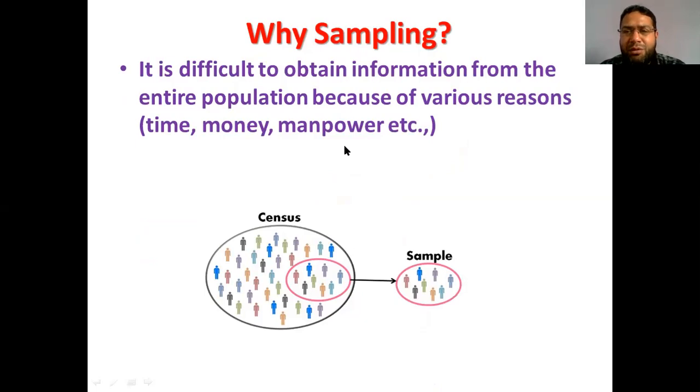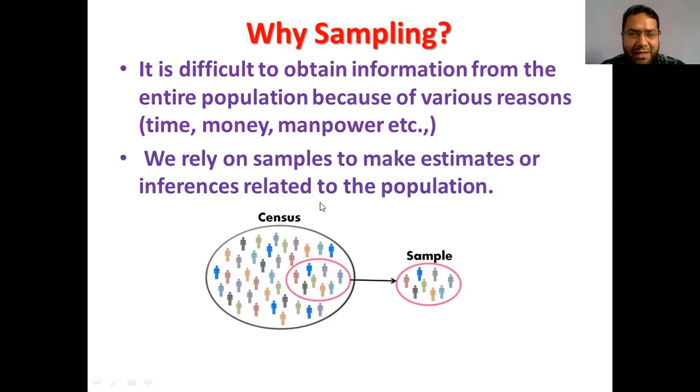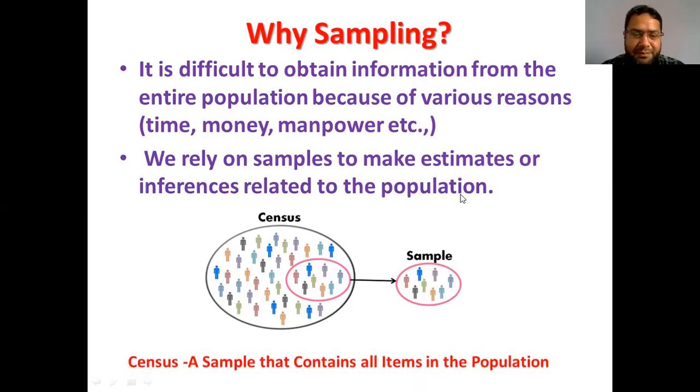If we want to go to each and every individual of the population, it will be time consuming. We will need huge money, and manpower to reach each and every individual. So what we do is we just choose a sample, we study the sample, and we can infer the results for the whole population. So we rely on the sample to make estimates or inferences related to the population.